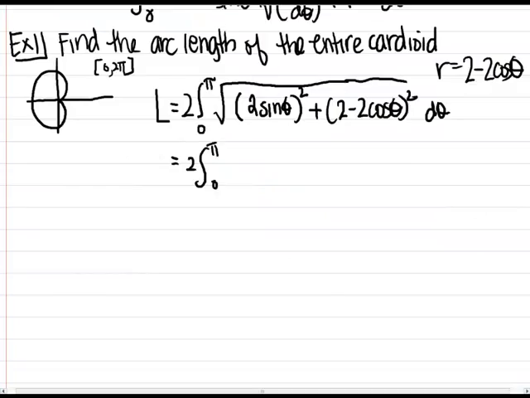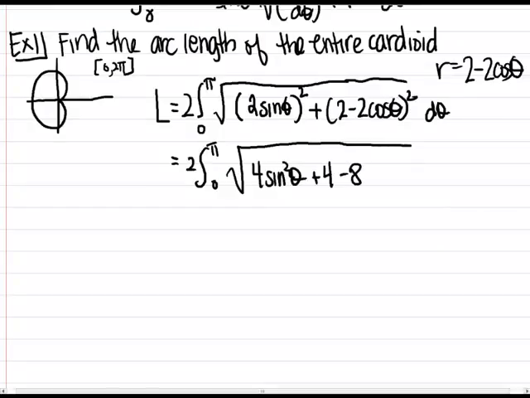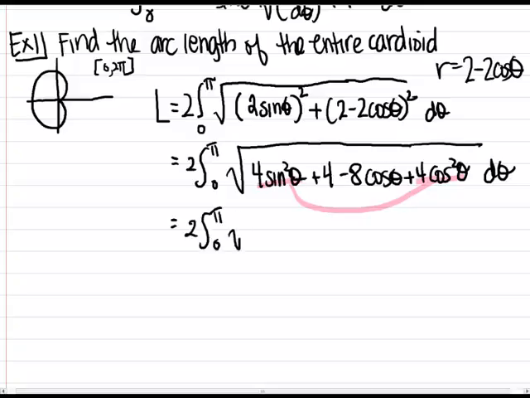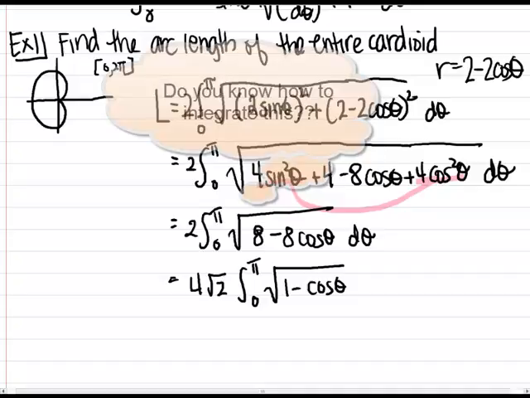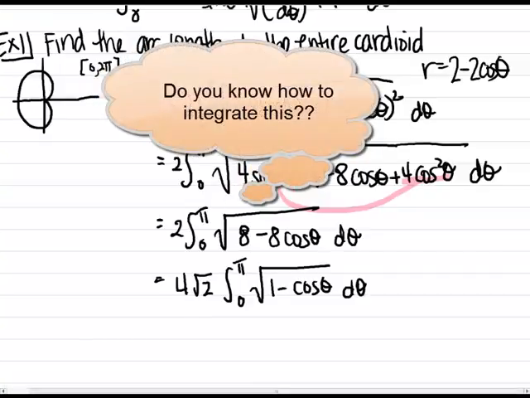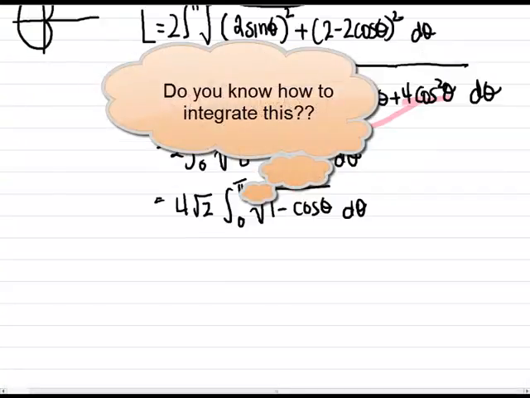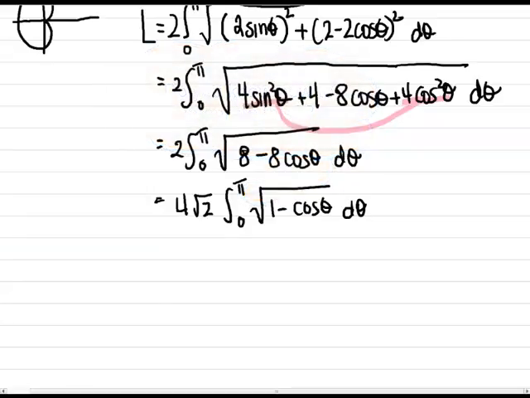So simplifying this integral, we have 4 sine squared theta plus 4 minus 8 cosine theta plus 4 cosine squared theta d theta. We're going to go ahead and put these two together, which is going to add up to 4, and then we're going to have 8 minus 8 cosine theta left over. I'm going to pull out my constant 8, and I have 1 minus cosine theta. This is actually going to use the half angle formula, which comes from the double angle formula for cosine. So let me just show you and remind you over here on the side.